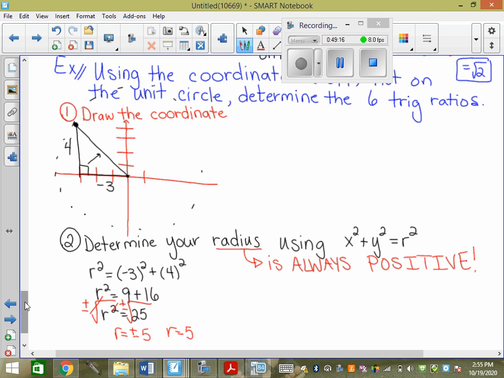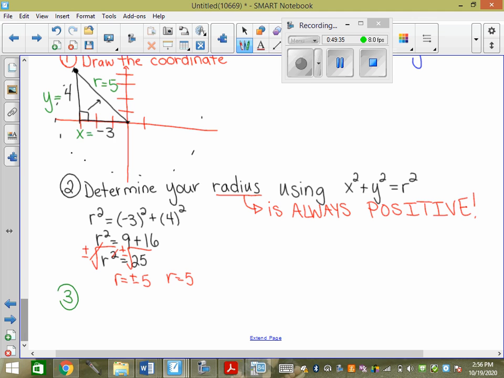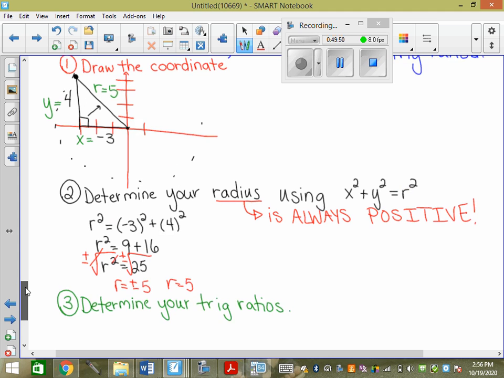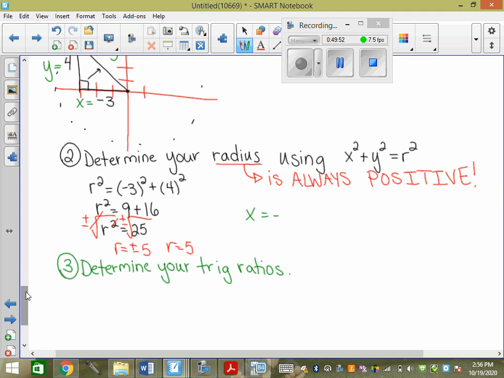So we know that x equals negative 3, we know y equals 4, and we know r equals 5. We have everything we need for trig ratios, because all the trig ratios use x, y, and r, right? So now we can write out our trig ratios. And you have them in front of your face on that separate sheet of paper that I said you need to hold close to your heart. So I'm going to write x equals negative 3 just for my own welfare, y equals 4, r equals 5.